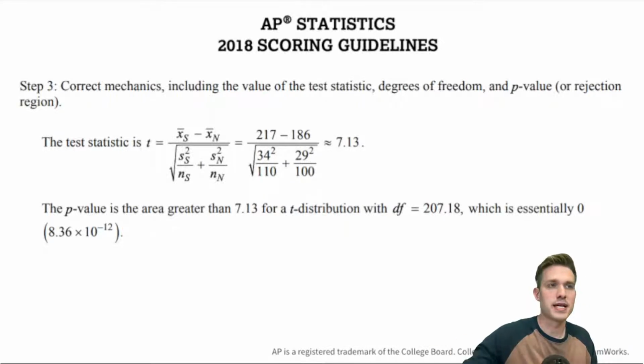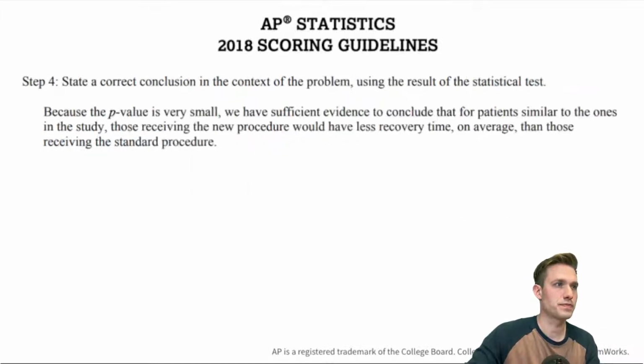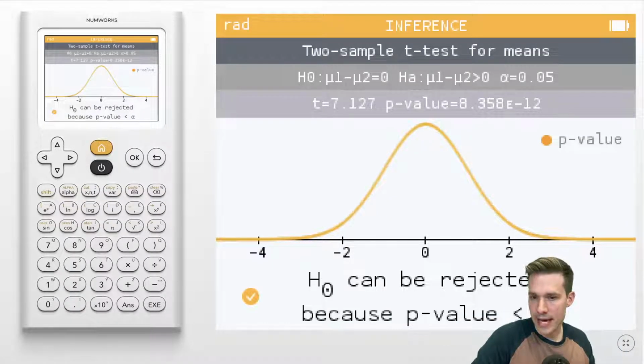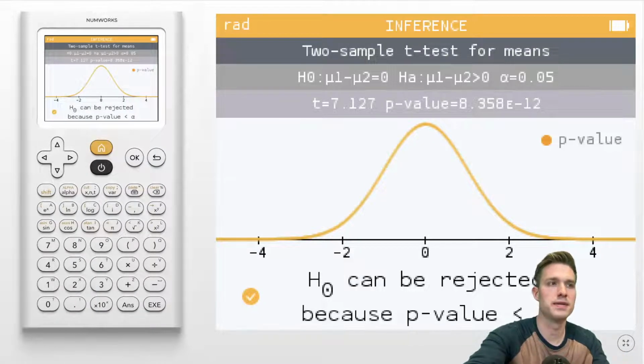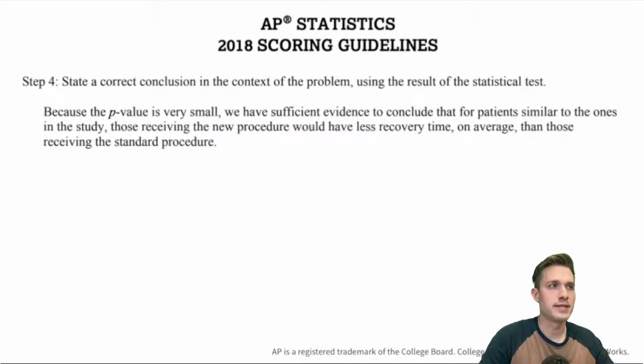So this is an example where this calculator would really allow you to breeze through those calculations. The device is there, the tool is there to do that work for you so that you can answer those deeper questions. Step 4 then was to state a conclusion in the context of the problem. So again, we have that conclusion on our calculator that says the null can be rejected because the p-value is less than alpha, but that's only part of this problem. You still have to make sure that is in context. So your students will be required to come back to the original problem and think about, what does this mean for the context of this problem?